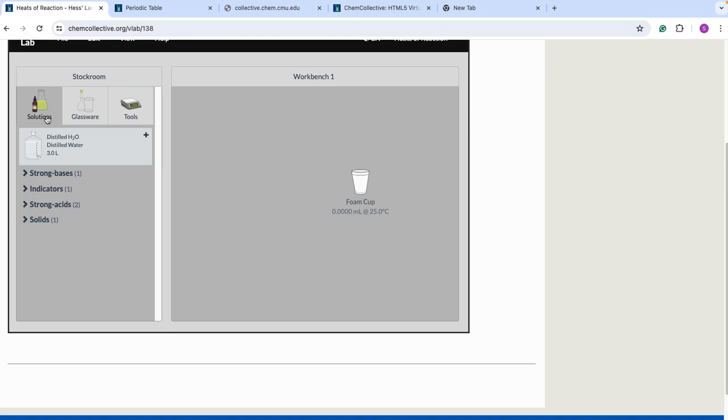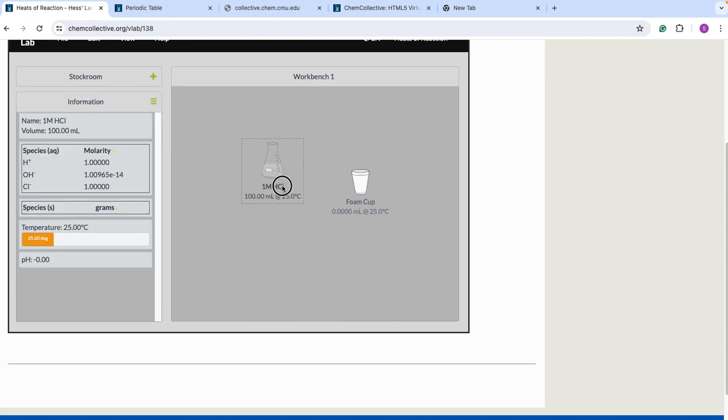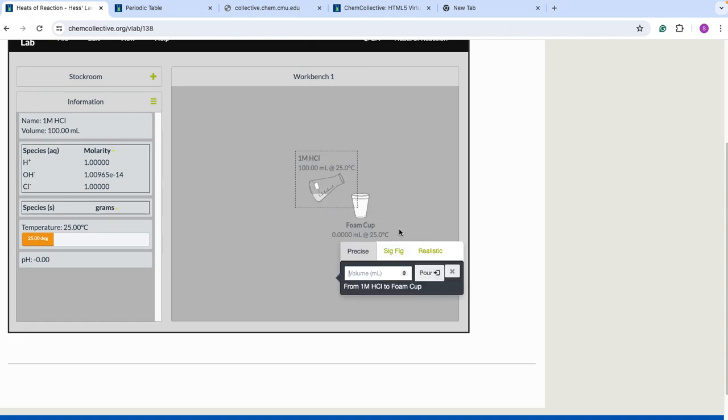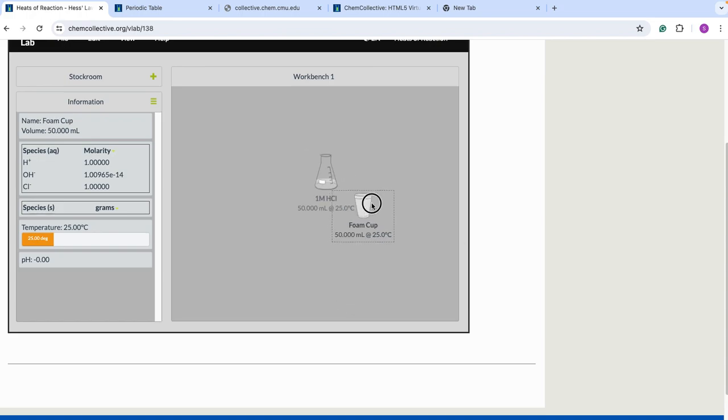For the next one I want strong acid, I want HCl. In this scenario I'm going to use 1 molar hydrochloric acid. What I want to do is measure out 50 centimeters cubed, which is the same as 50 milliliters, and pour that in there. I now have 50 milliliters of my hydrochloric acid, and what you need to note is the temperature of that. You'll need to record what the starting temperature was.